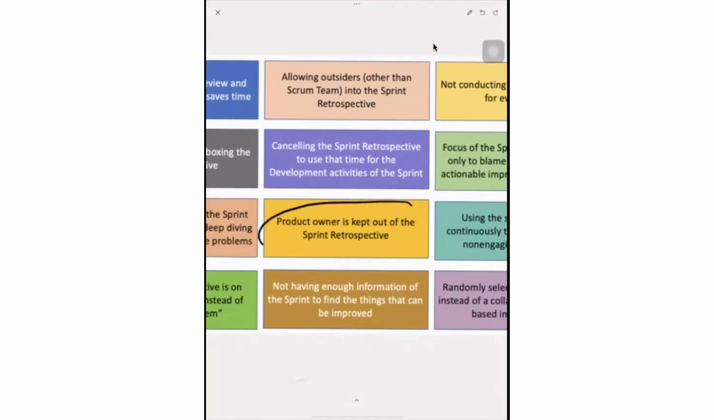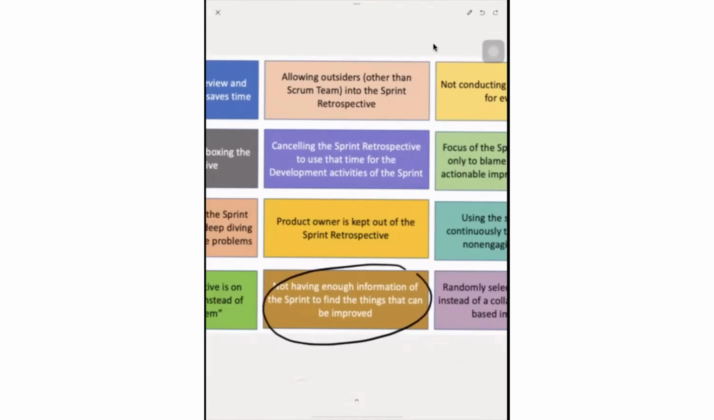And the product owner is kept out of the sprint review. This is another observation from my coaching engagements. Developers and the Scrum Master feel that, oh, we don't need the product owner. The moment the product owner stops attending and participating in the sprint retrospective, the gap between developers and product owner will slowly increase. When the gap increases, the trust and transparency will go for a toss. So the entire Scrum team is required to participate actively in the retrospective.